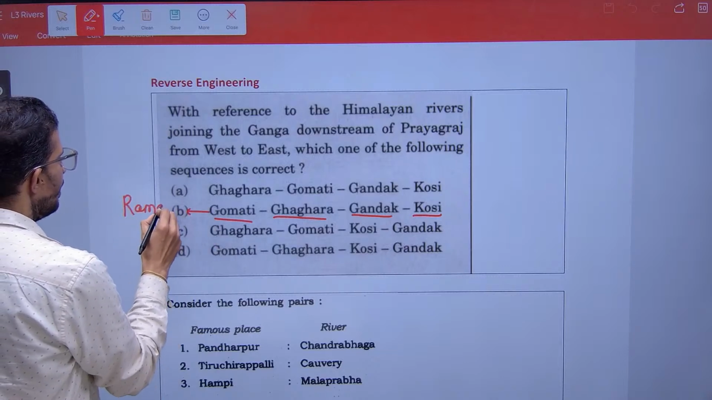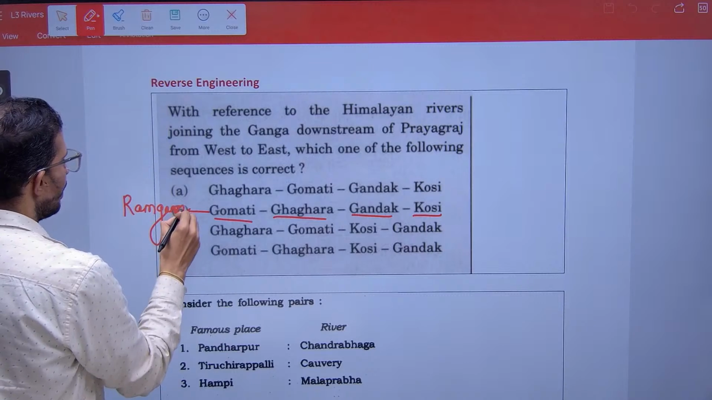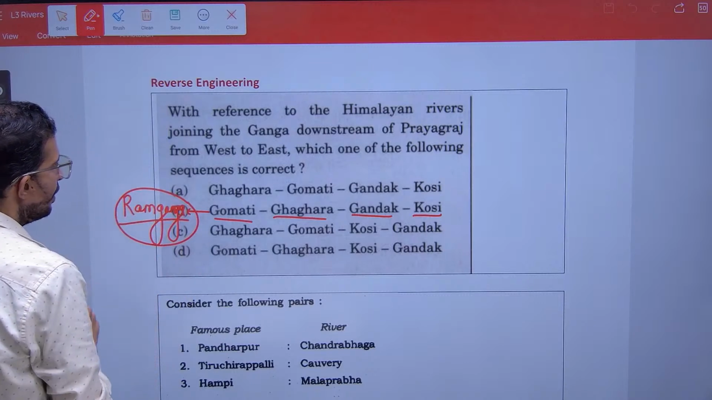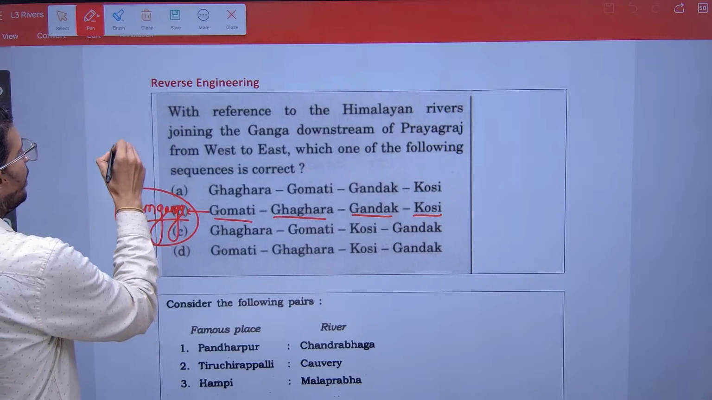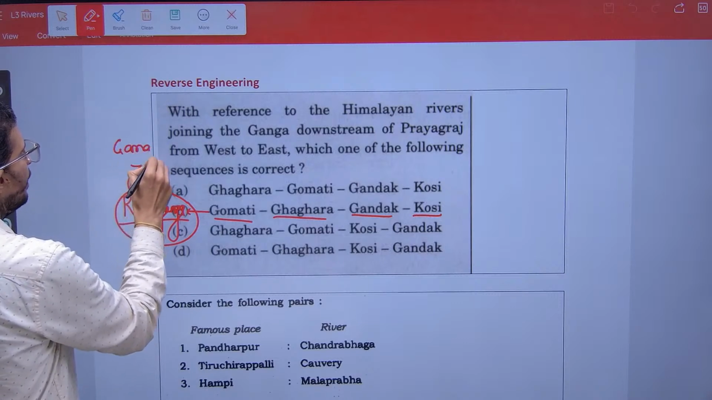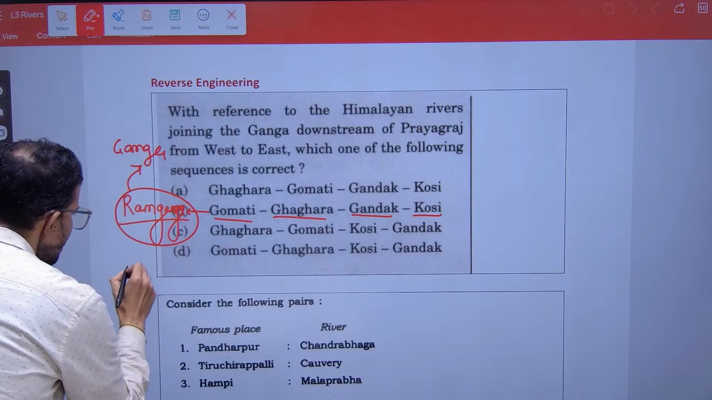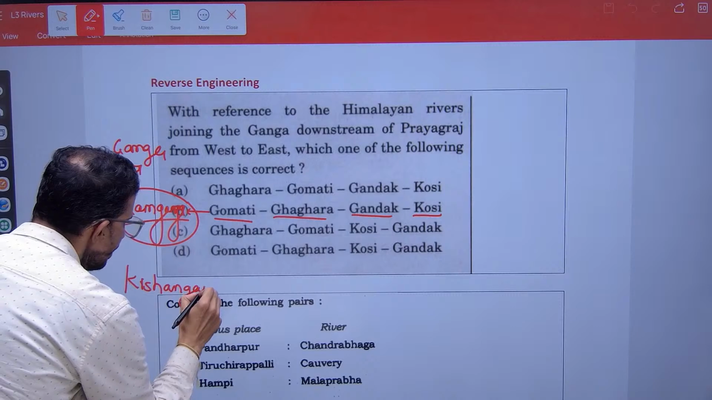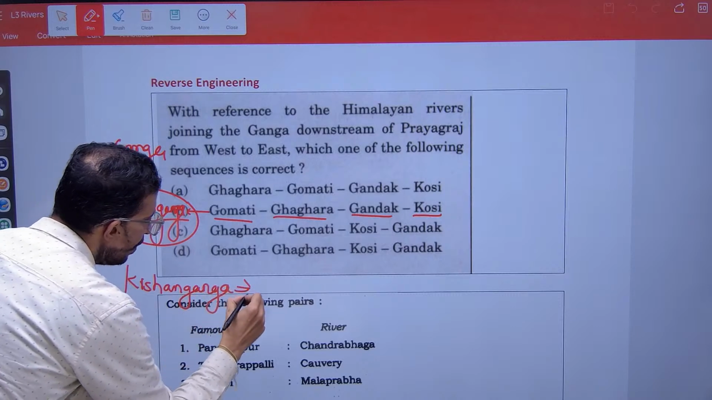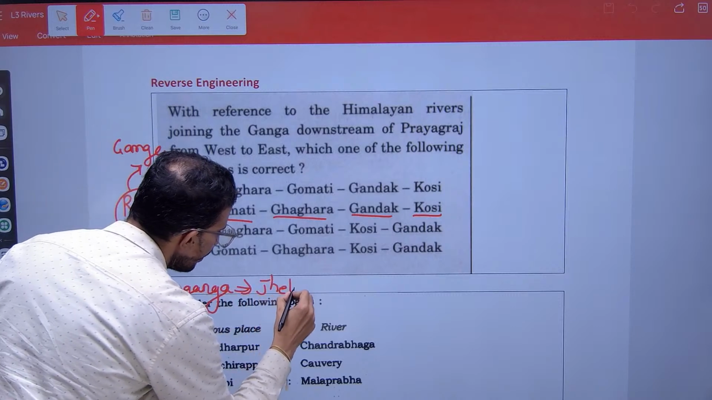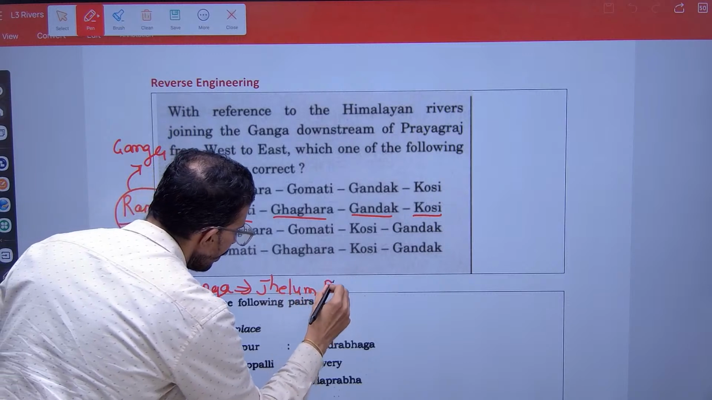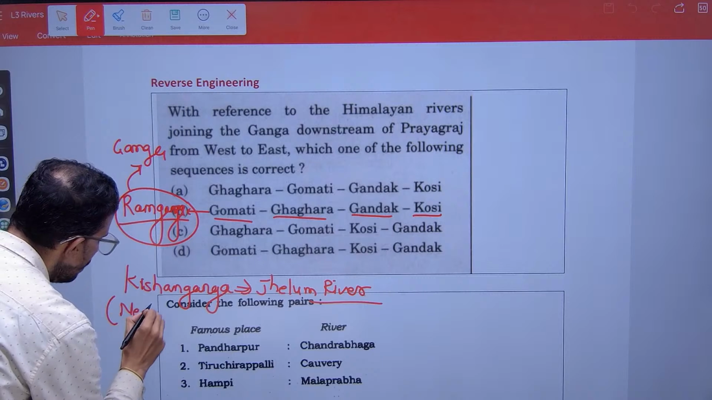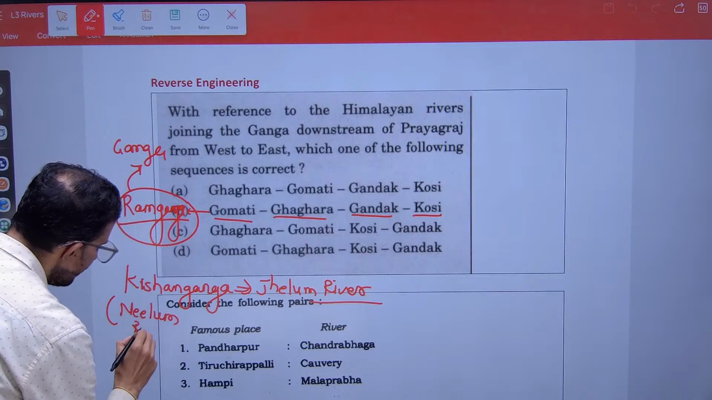Before this, there is a Ram Ganga river. Ram Ganga is the tributary of Ganga, but make a difference. Kishan Ganga is the tributary of which one? The Jhelum river. Kishan Ganga is known as the Neelam river in Pakistan.